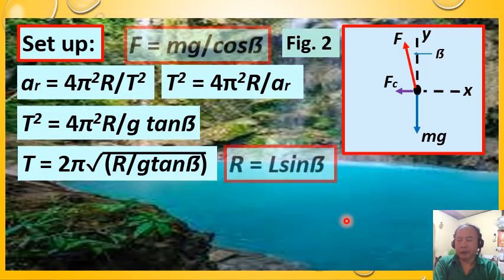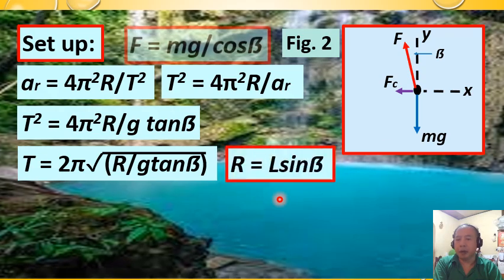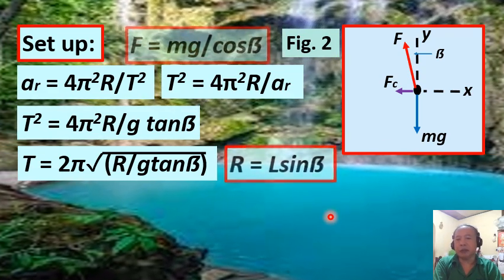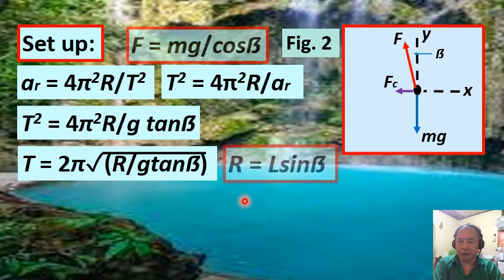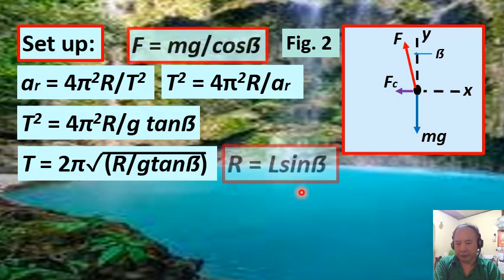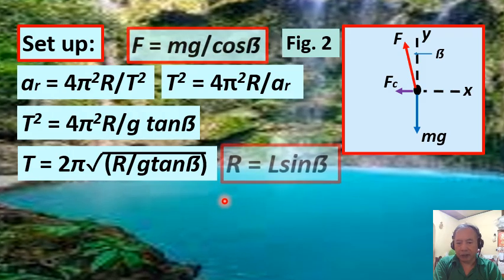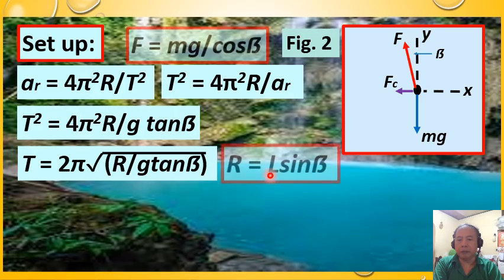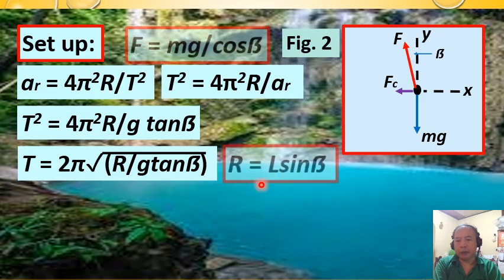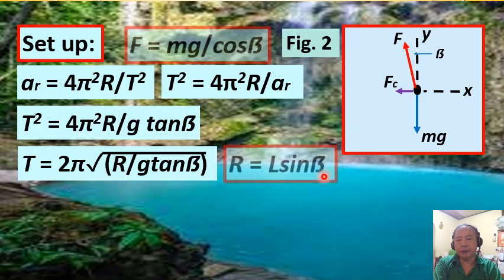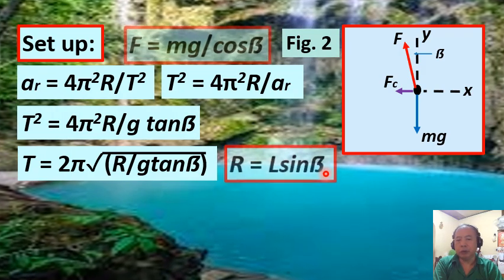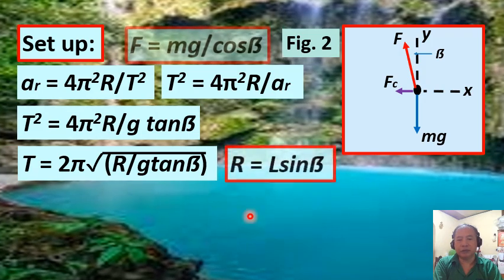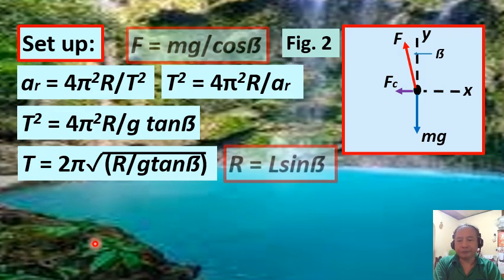Based on the diagram in figure 1, we also emphasize here the relationship between the radius of the circular path big R and the length of the wire. We say that the radius of the circular path big R is just equal to the product of the length of the wire multiplied by sine of the angle beta. So we take note that this is also needed in answering one of our questions.